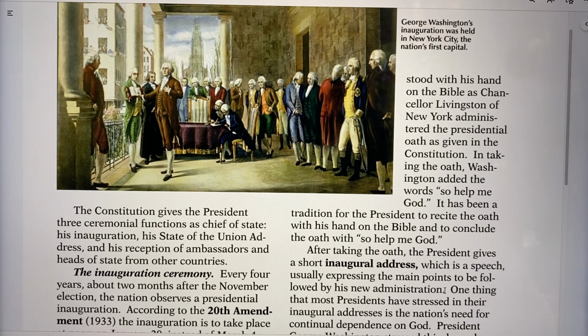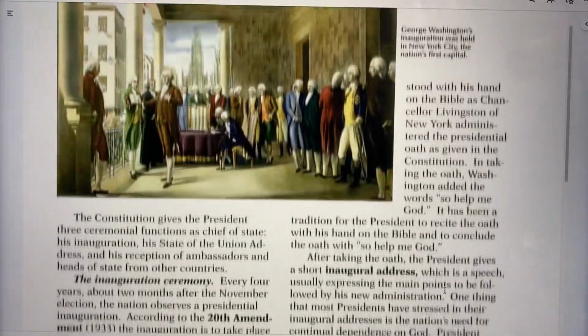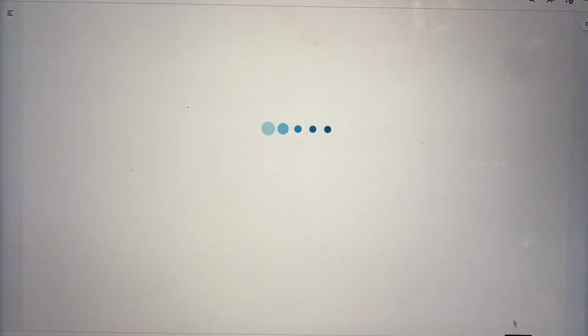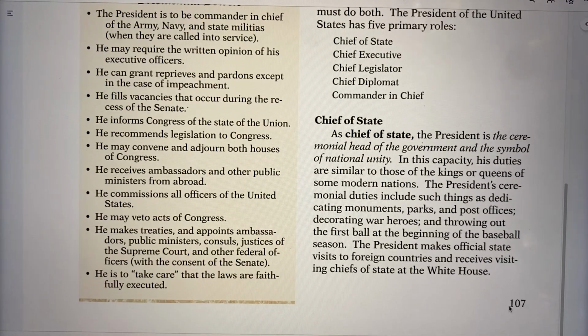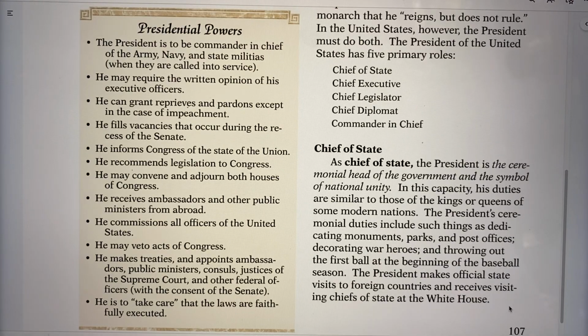Official state visits to foreign countries, visiting foreign countries, that's a dignified chief of state. And receiving and visiting chiefs of state at the White House. So these are duties as chief of state. The president makes official state visits to foreign countries and receives visiting chiefs of state at the White House. These all have to do with chief of state. So first of all, the president as chief of state is the ceremonial head of the government, and a symbol of national unity. So you just make sure you have that.